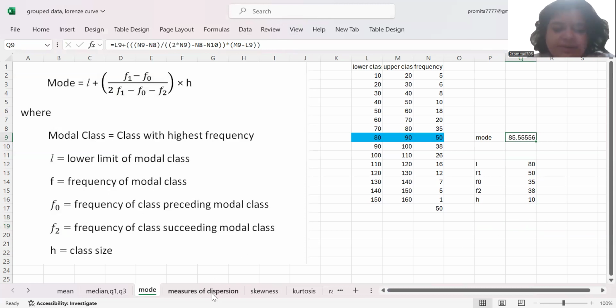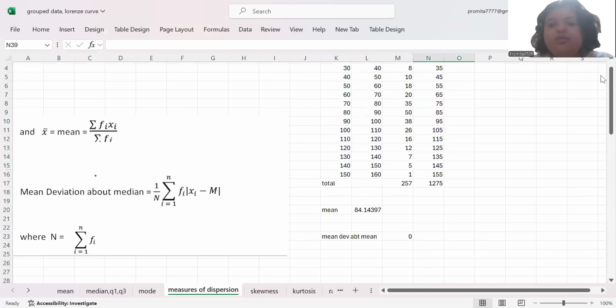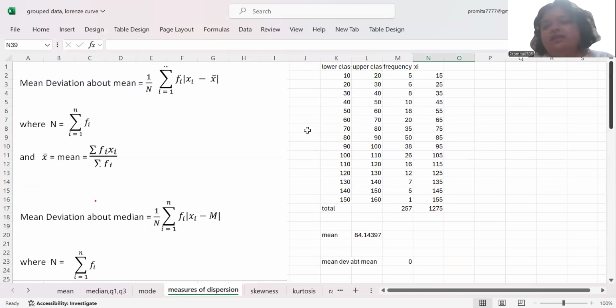So next we have the measures of dispersion. We'll talk about the mean deviation about the mean, the standard deviation and the coefficient of variance. We have taken the old data only, where we have the upper class and lower class boundaries, the frequency, and the mid values have been calculated. We also know the mean. Earlier we calculated the value of the mean, which was 84.14397. So we will be using this value.